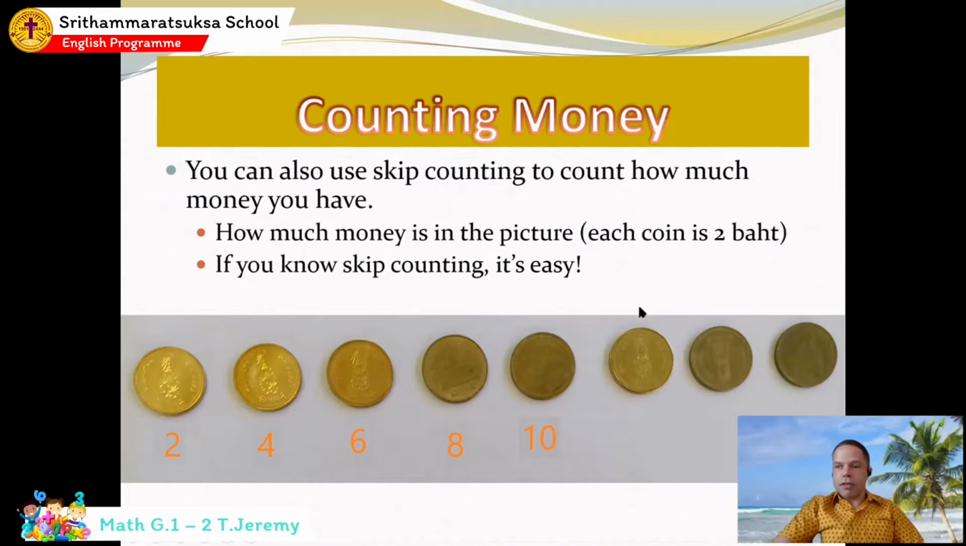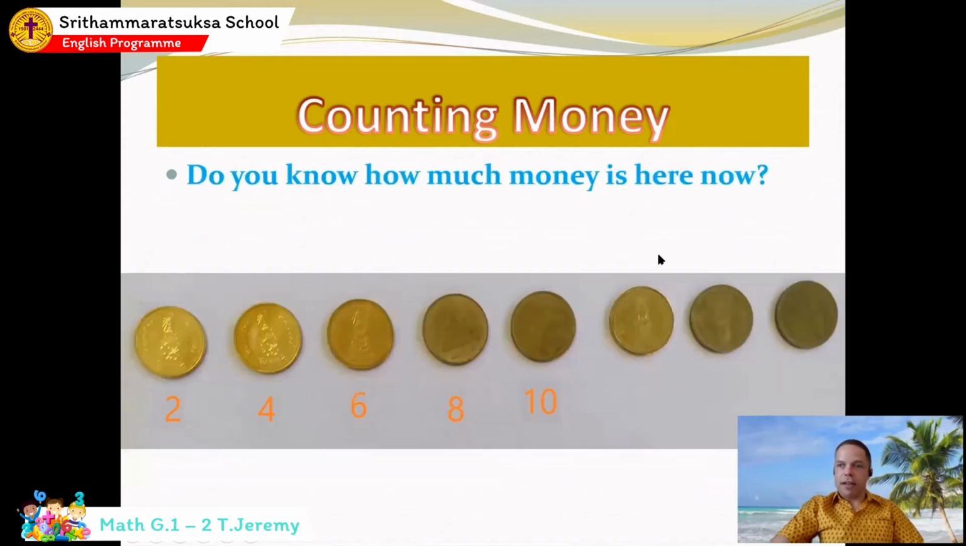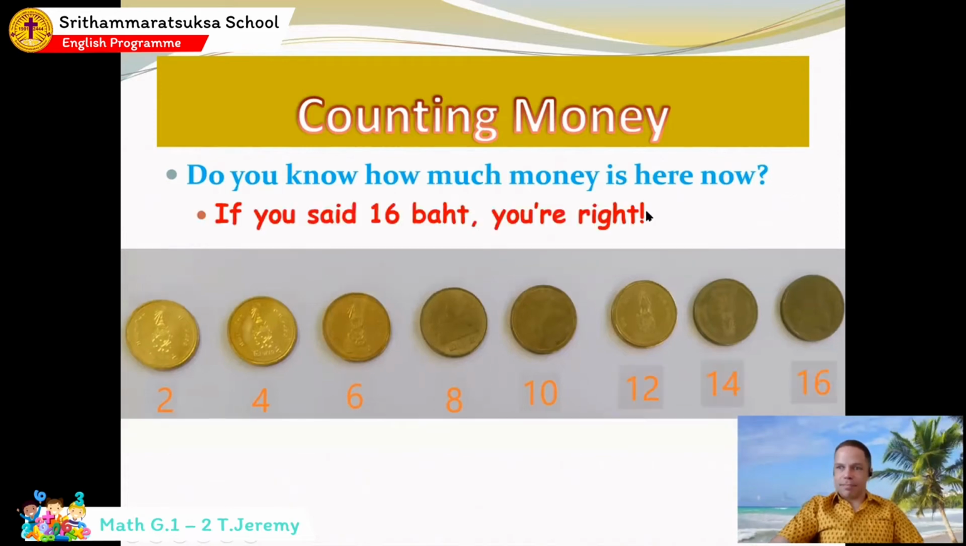Okay, so instead of counting how many coins I have, I just count 2, 4, 6, 8, 10. Do you know how much money is here? If you said 16 baht, you're right. So 2, 4, 6, 8, 10, 12, 14, 16.